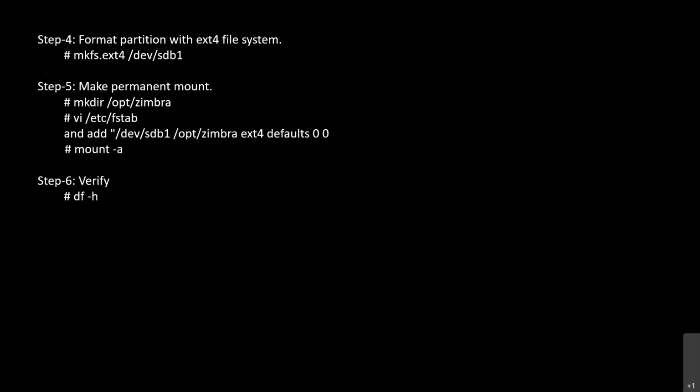For example, here I have chosen /opt/zimbra. I have created an /opt/zimbra directory and I have added an entry like this. Edit the fstab to write the permanent mounting. Add a line like /dev/sdb1, the directory which we have created, the file system ext4, and defaults 0 0, and then run mount -a to mount all the partitions, and to verify use df -h.